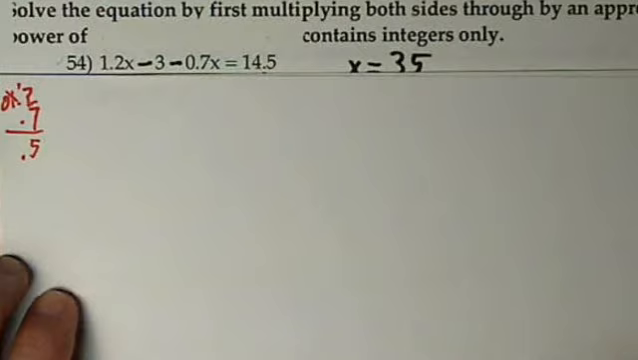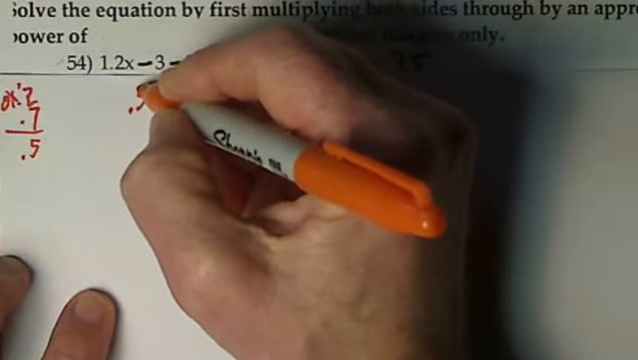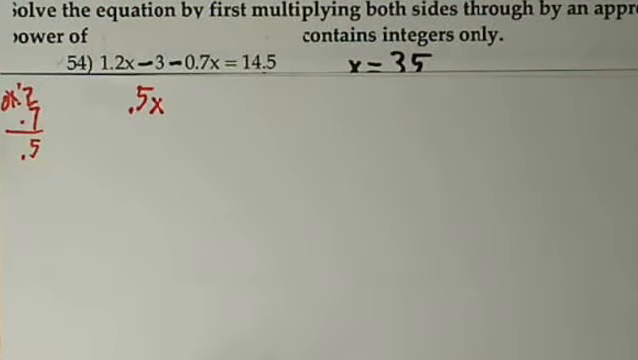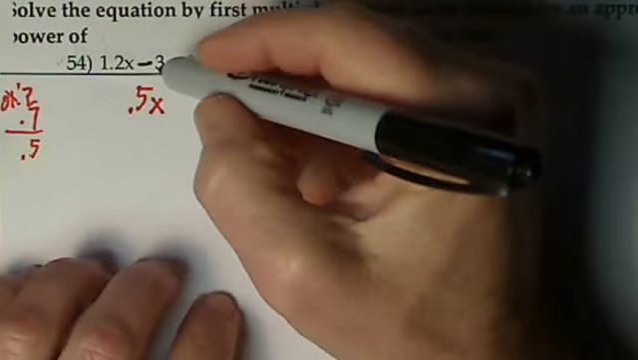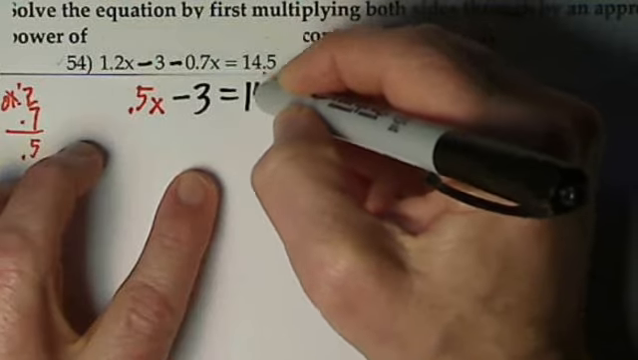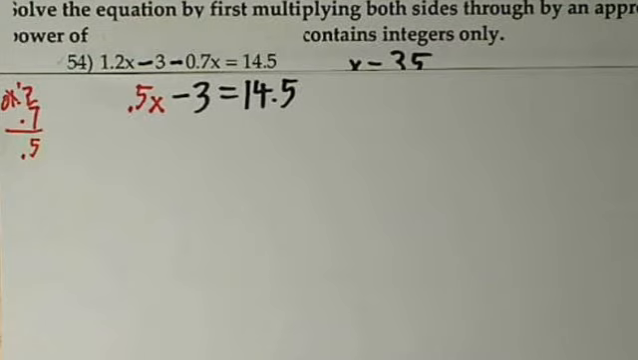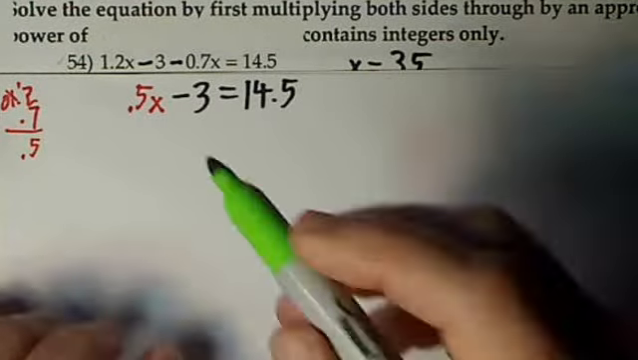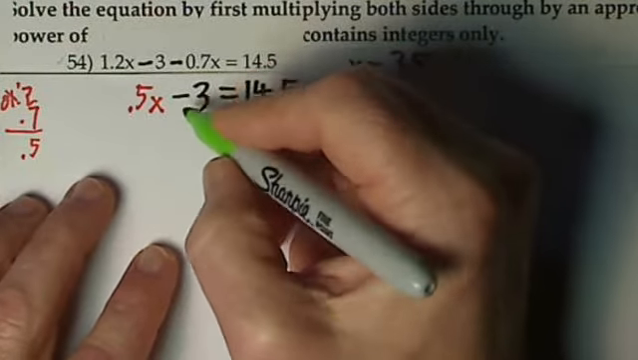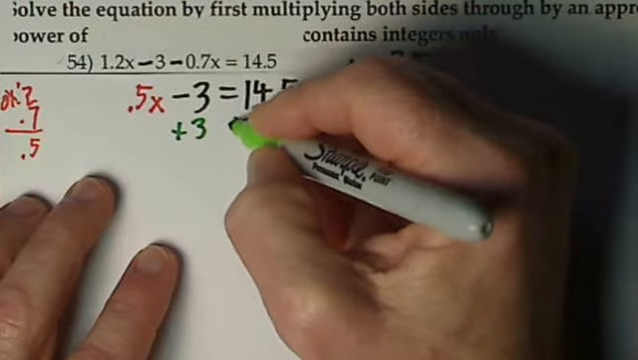So I end up with 5/10. All right. So I have x, and now I'll bring down whatever I haven't touched, which is my negative 3 and my 14.5. And now let's get rid of our 3. It's held there by addition or subtraction, so I'll use addition or subtraction, but just the opposite sign. So I'll say plus 3 and plus 3.